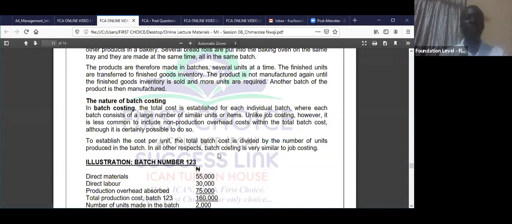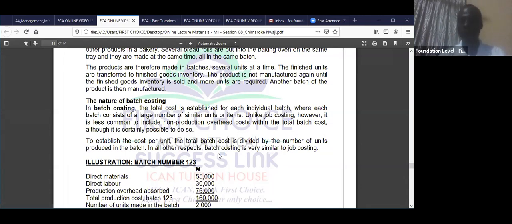Now, to establish the cost per unit, the total batch cost is divided by the number of units produced in the batch. So if you want to get the cost per unit, all you need to do is get the total cost for making the batch.